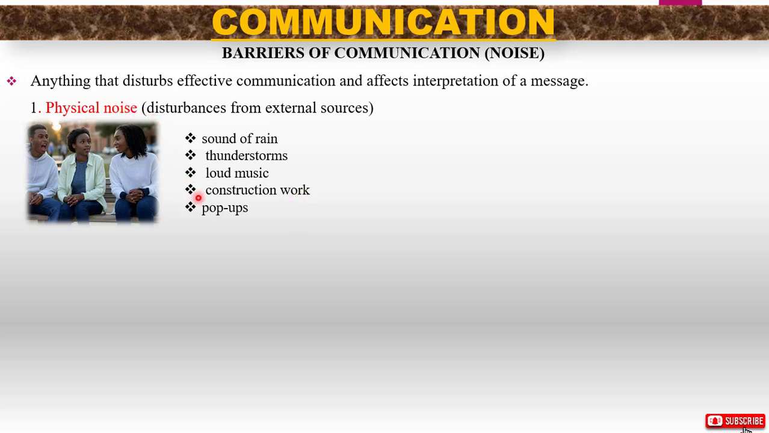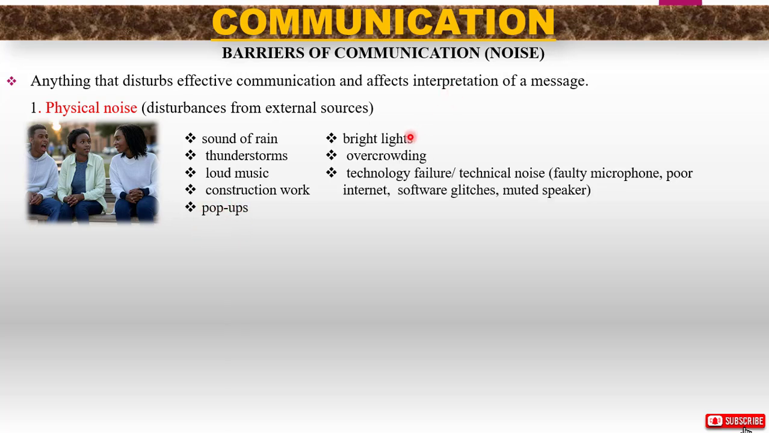Now, physical noise can also be technologically based. If you are scrolling down a Facebook page and then there is a pop-up, it is not the information you are looking for, so it becomes a physical noise. Also, if there are bright lights, it can affect how someone perceives information. So bright lights can also be described as a physical noise. If there is overcrowding in a particular place, then we are going to classify overcrowding as physical noise because it is going to affect communication between people.